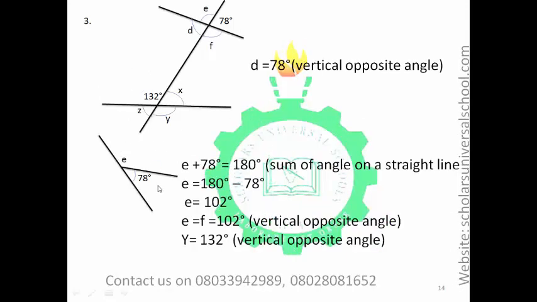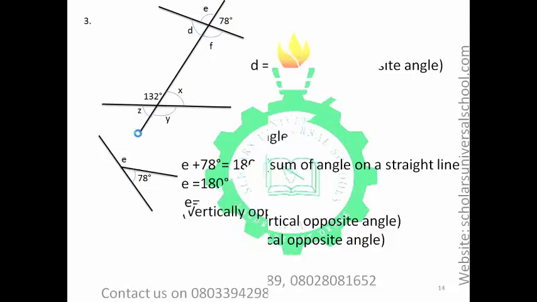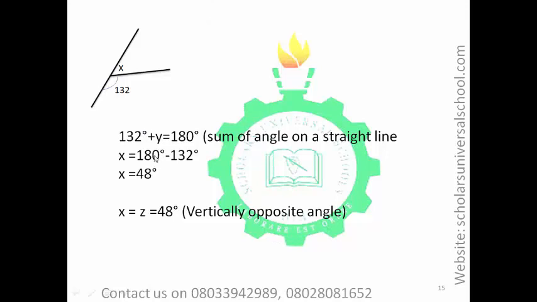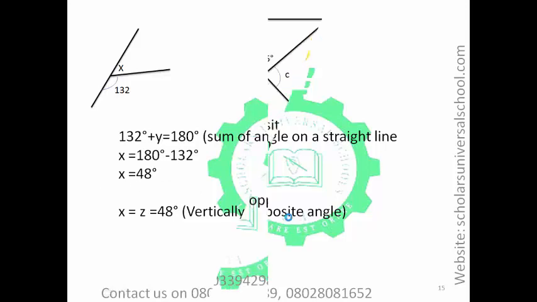And look at where your X is situated. There is an angle that is vertically opposite to it, which is Z, which means the value of your X is the same thing as Z, and it is equal to what? 48 degrees, vertically opposite angles.